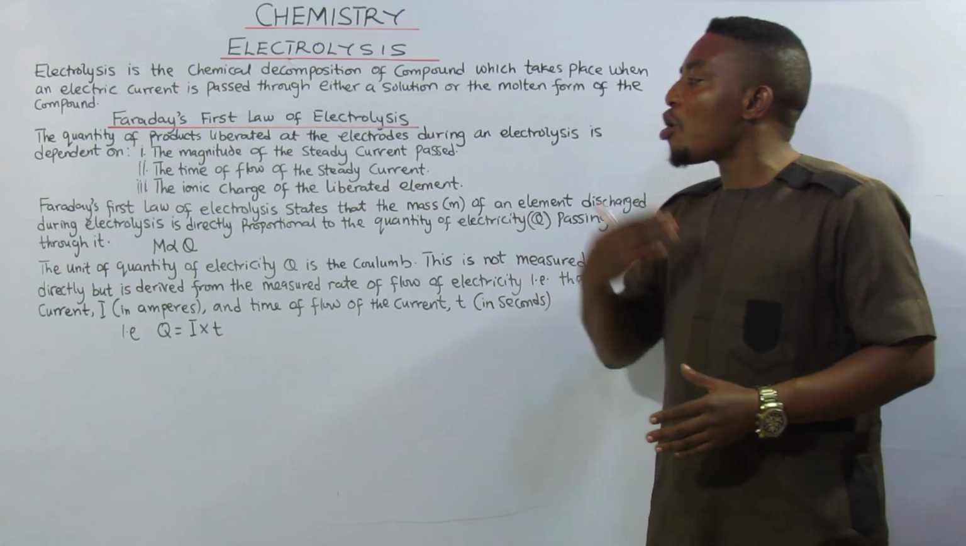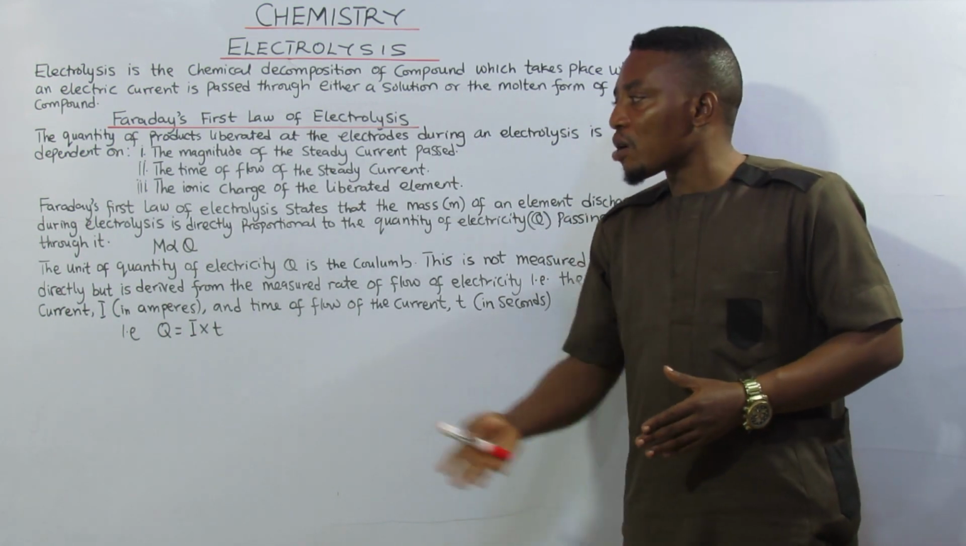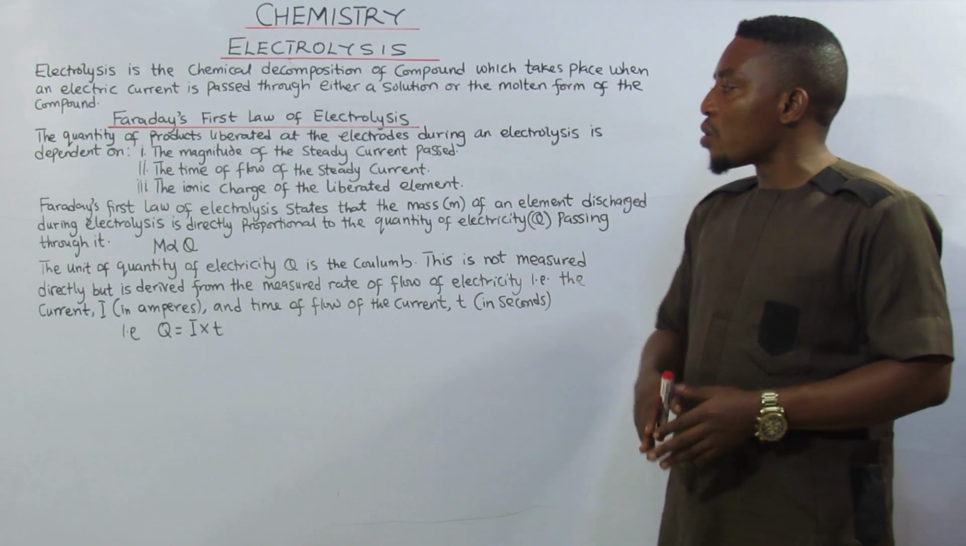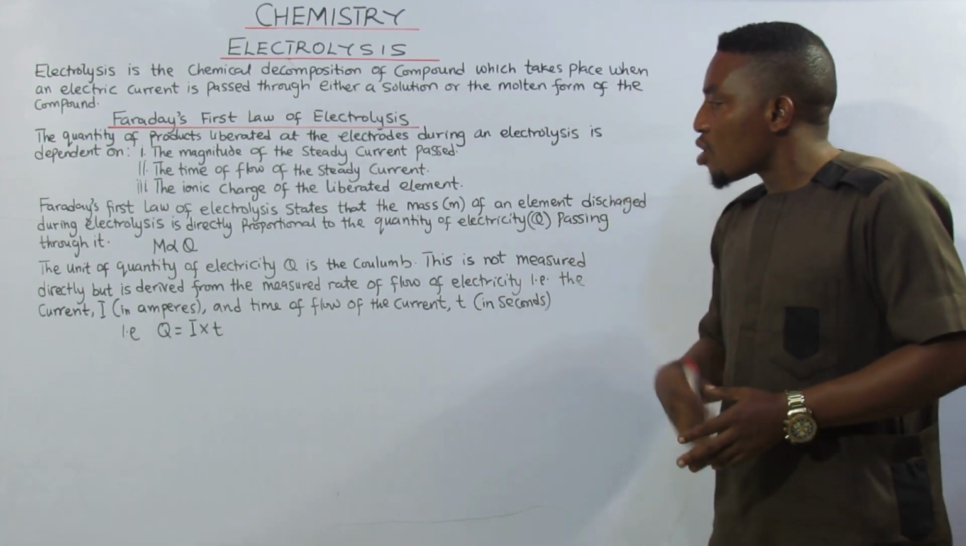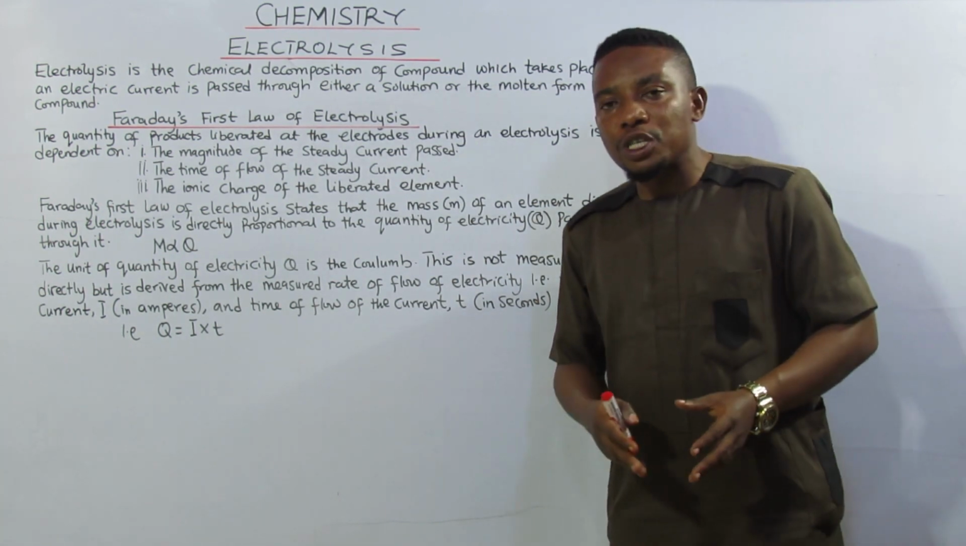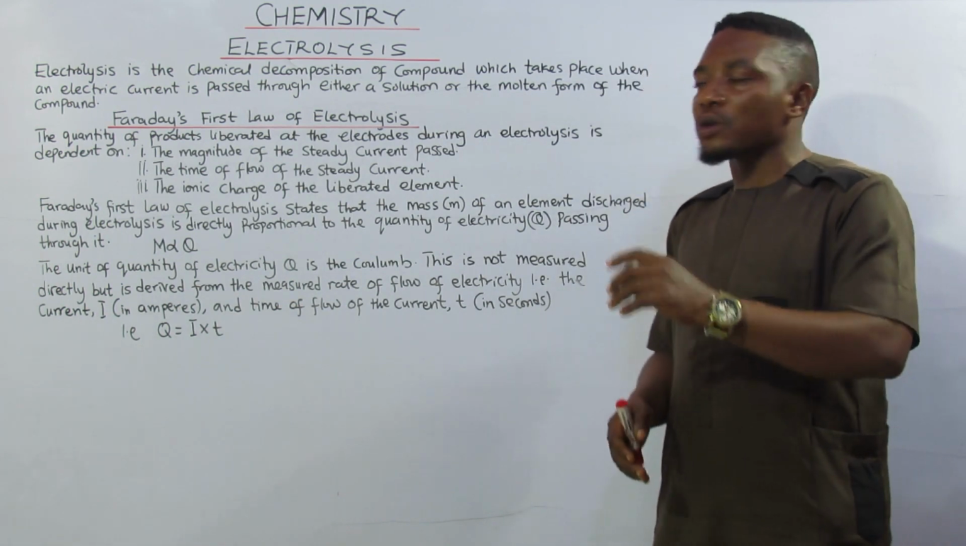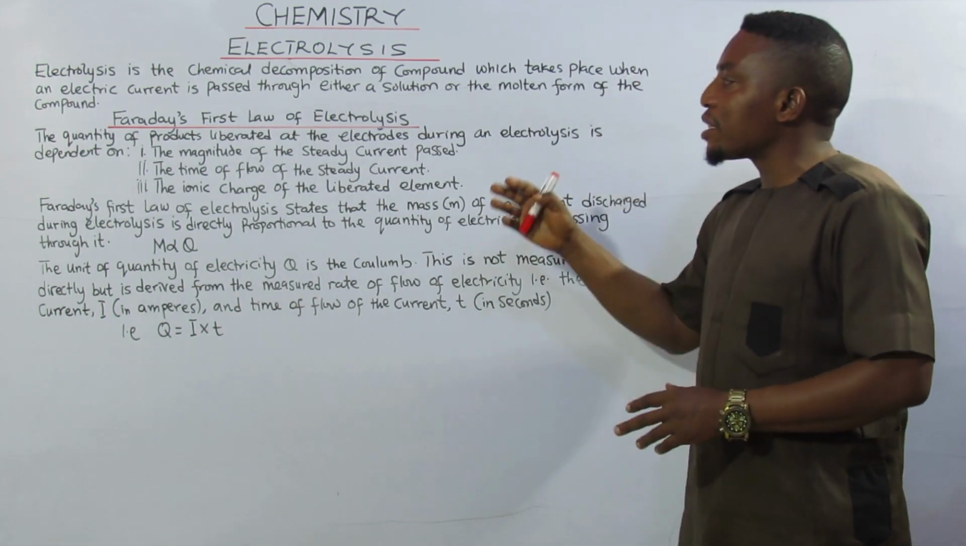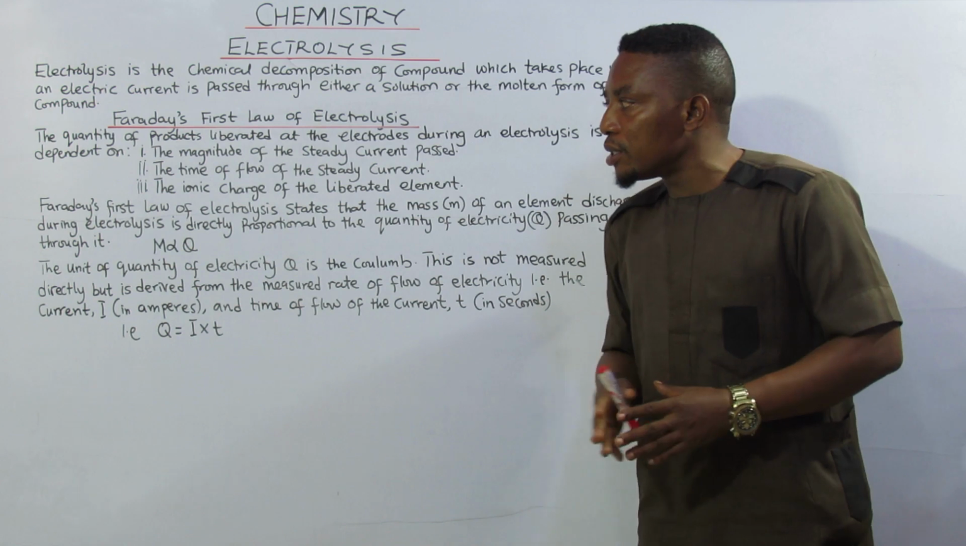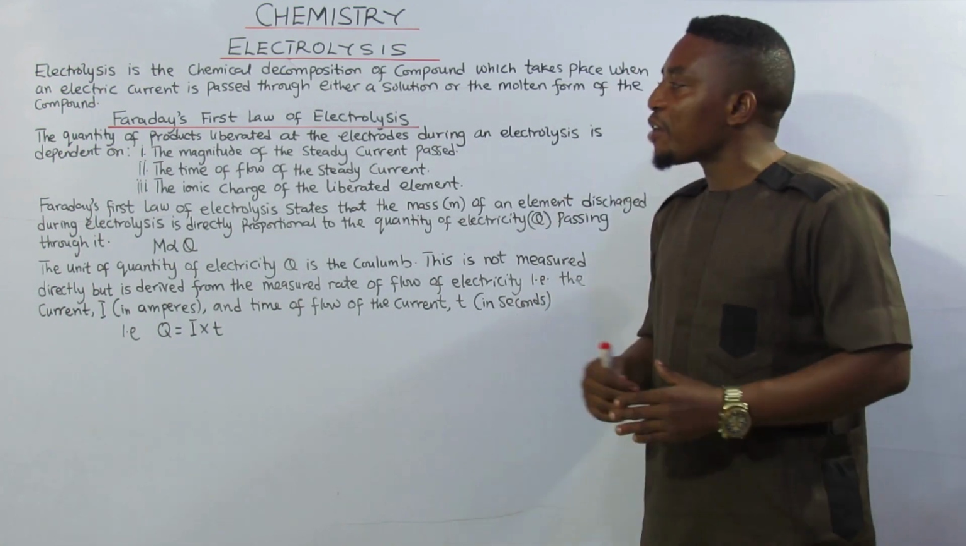Secondly, the time of flow of the steady current. And the third one, you have the ionic charge of the liberated element. That is to say, here we have three factors at which Faraday's first law was coined, his own verification.